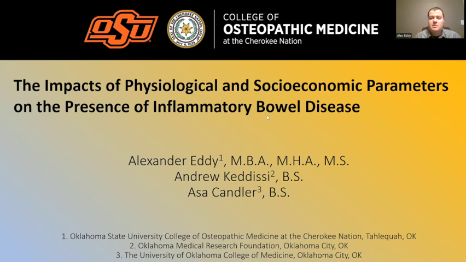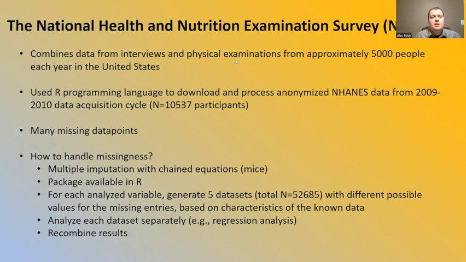This presentation is over the impacts of physiological and socioeconomic parameters on the presence of inflammatory bowel disease. We define inflammatory bowel disease to be Crohn or ulcerative colitis or both. We pulled our data from the National Health and Nutrition Examination Survey, also known as NHANES.